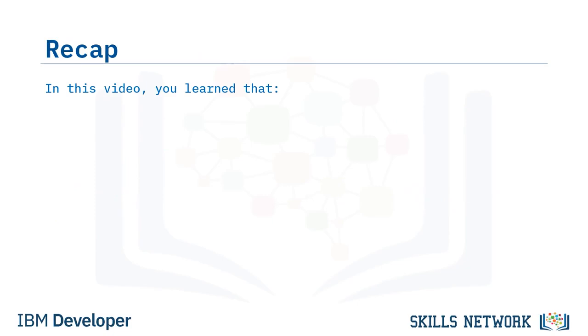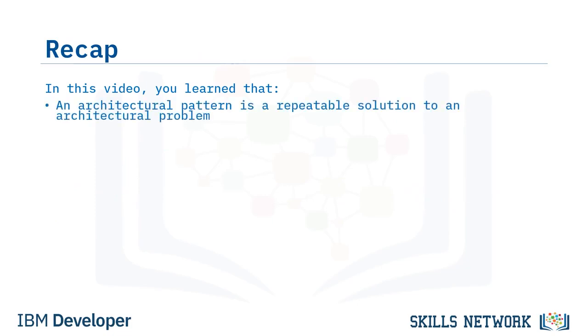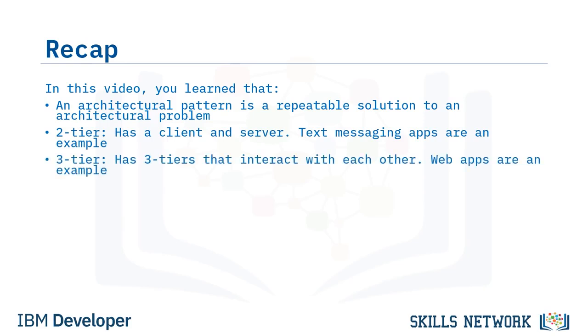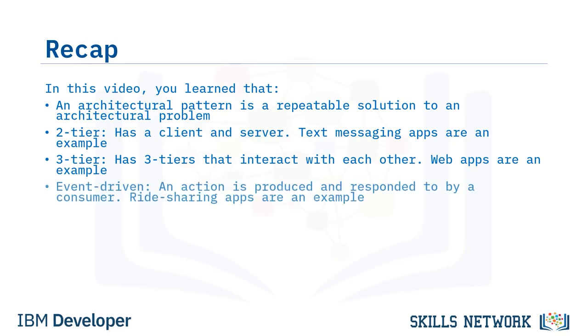In this video, you learned that an architectural pattern is a repeatable solution to an architectural problem. A two-tier pattern has a client and server. Text messaging apps use a two-tier pattern. A three-tier pattern has three tiers that interact with each other. Web apps use a three-tier pattern. An event-driven pattern has actions that are produced and responded to by a consumer. Ride-sharing apps use an event-driven pattern.